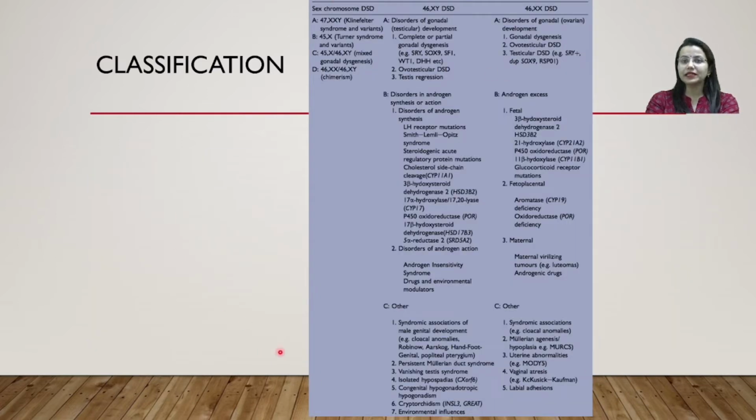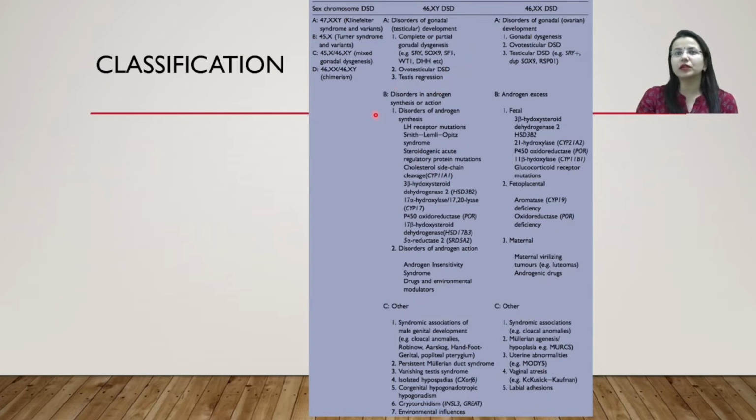Now it's a big list of how we describe DSD, so I will not go into detail of each and everything. I'll just say that predominantly you have to see whether it's a sex chromosome DSD, which can be like Klinefelter, Turner's, or mixed gonadal dysgenesis. Then there are 46XY DSD, where it could be due to disorders in the development of the testis, that is gonadal testicular development, such as gonadal dysgenesis, ovotesticular DSD, or testis regression.